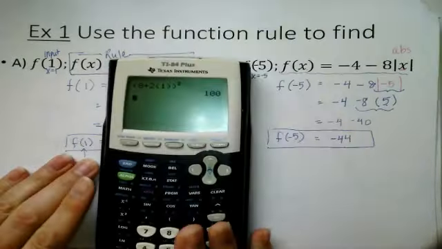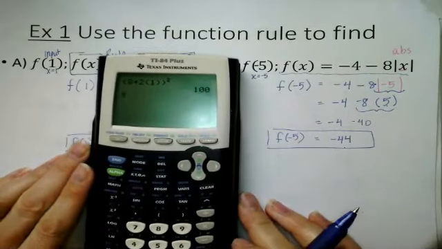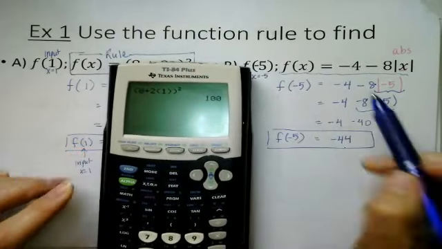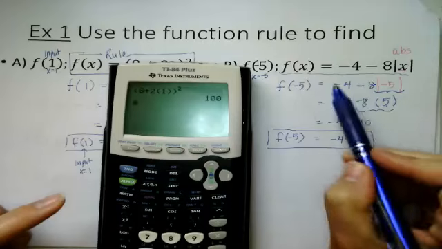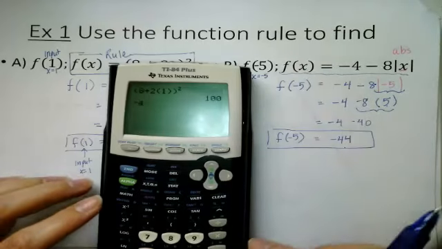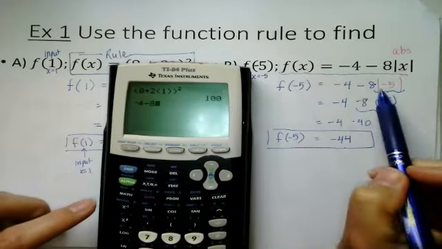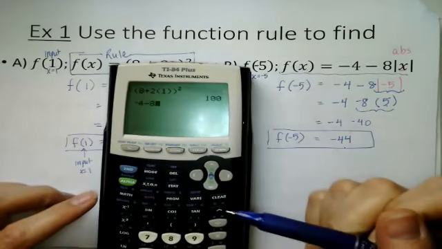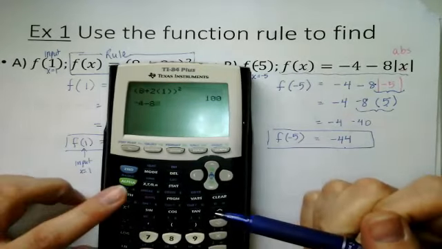On the TI, if you wanted to try doing that in your calculator, again, we can type it in just like we have it written out here. So I'm going to do negative 4 and then negative 8. And I want to find absolute value. On the TI, absolute value is in the math menu. So you go to math.